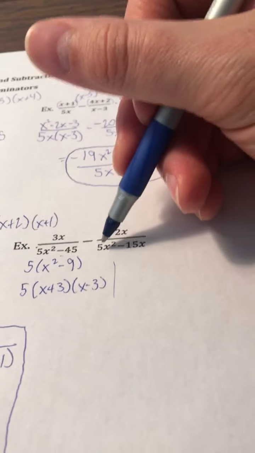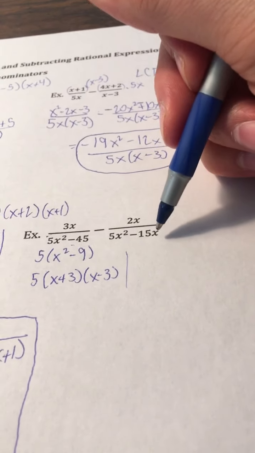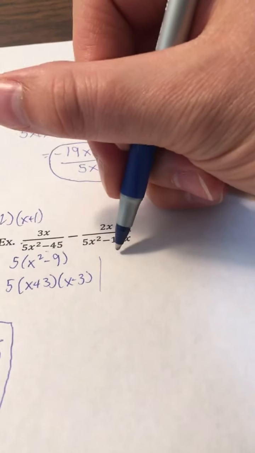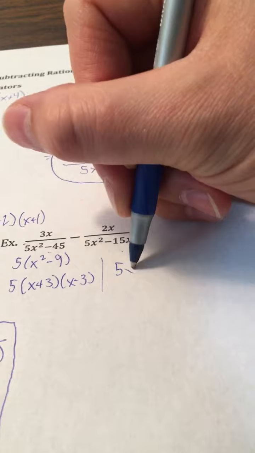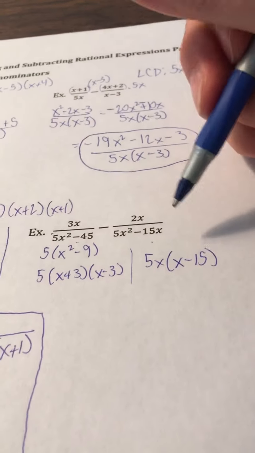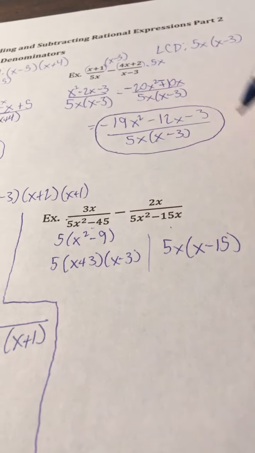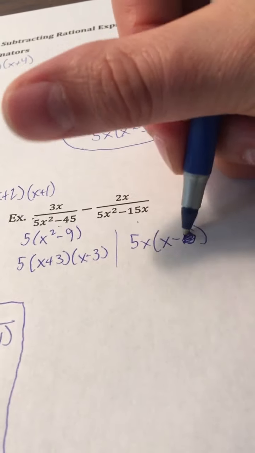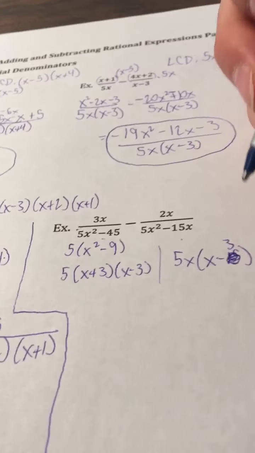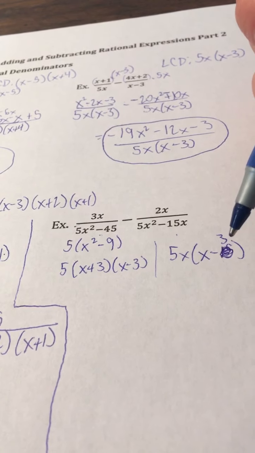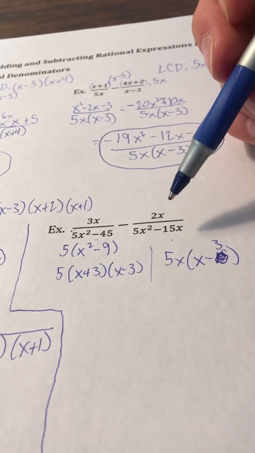Second denominator. This one also has a GCF. It's not just 5 this time. It's 5x, and that's going to leave me with x minus 15. Now, there is no x squared, so I can't split that up anymore. Not x minus 15. x minus 3. 15 divided by 5, that's a 3. All right, so now I factored it. I'm ready to pick out my least common denominator.